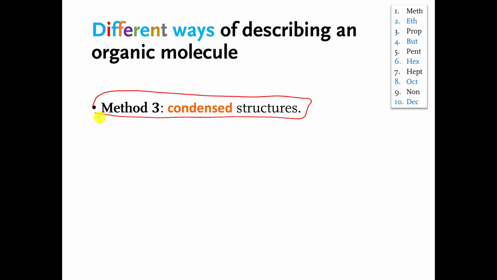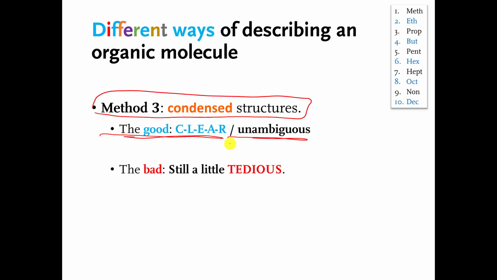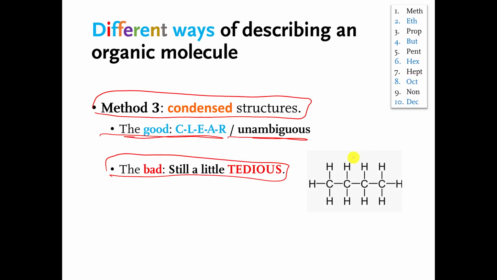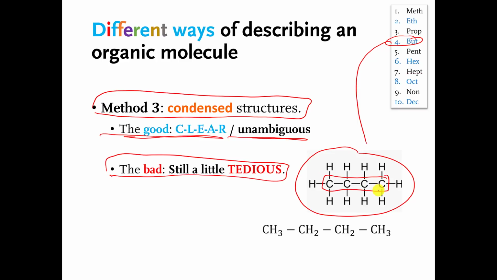The good part about it is that it's clear, and it's unambiguous, or usually unambiguous. The bad part about it is that it's a little bit better than expanded structures, but it's still a little bit tedious. And let me explain what a condensed structure is. This is the expanded structure for butane, because butane has 4 carbons in a row, and this thing has 4 carbons in a row. This is the condensed structure for butane.